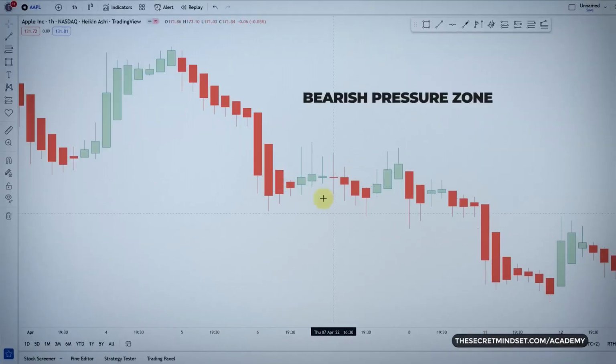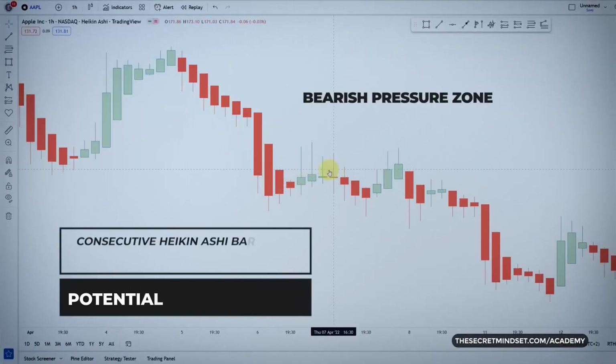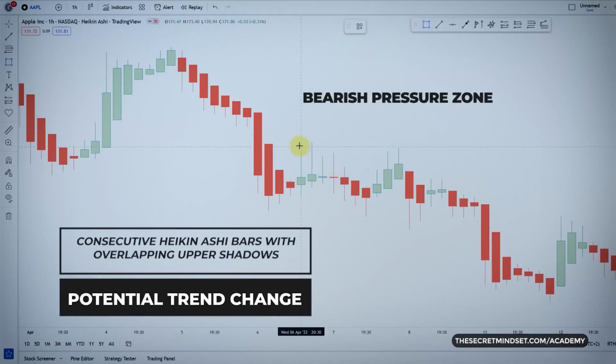And here's a bearish pressure zone. We have a minimum of 3 consecutive Heiken Ashi bars with overlapping upper shadows. We outline the highest high and the lowest closing price within this sequence. This area is the bearish pressure zone.